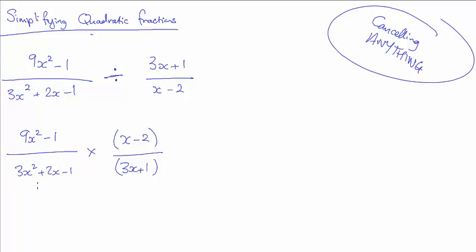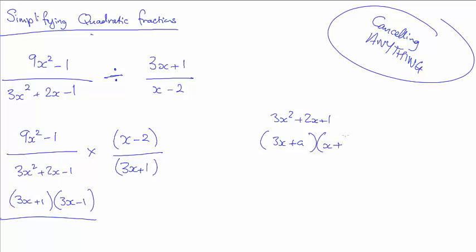This one's straightforward. That one becomes 3x plus 1, 3x minus 1, over, let's do this one, 3x squared plus 2x plus 1. That one's going to be 3x plus a, x plus b. Right, our equations come to a times b equals 1, which is like the nicest a times b you're going to get. And then a plus 3b equals 2.